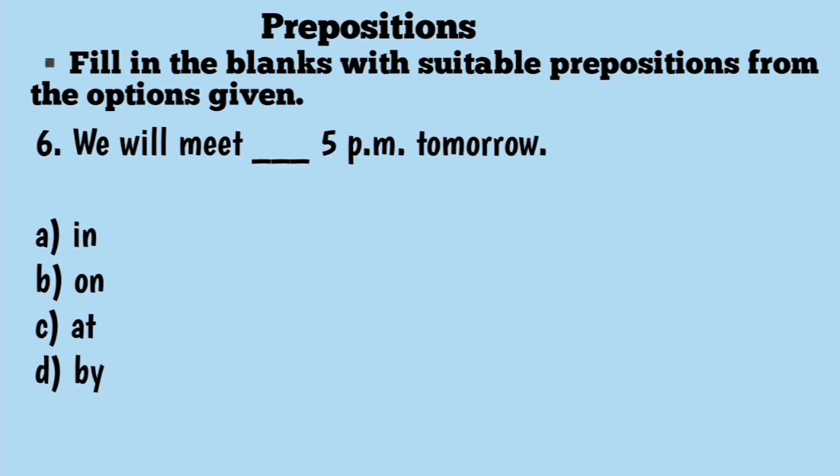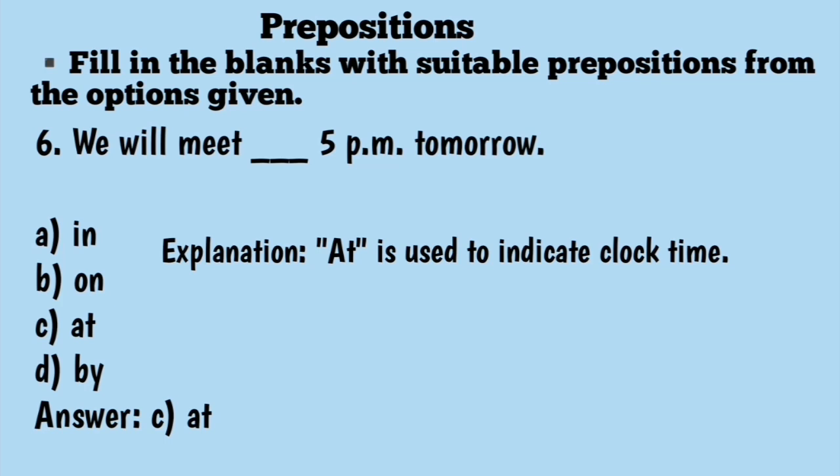Next, we will meet dash 5 p.m. tomorrow. Option A, in. Option B, on. Option C, at. Option D, by. Answer is option C, at. At is used to indicate clock time.